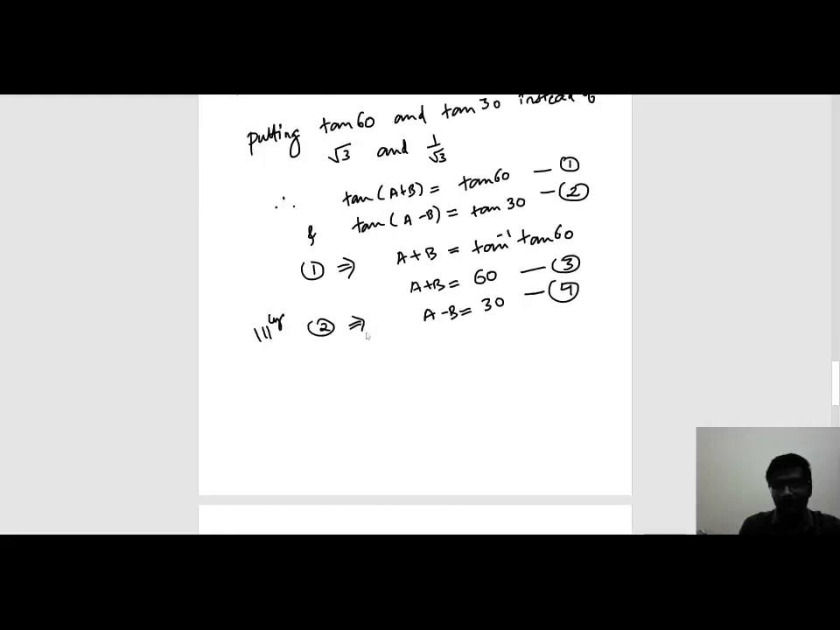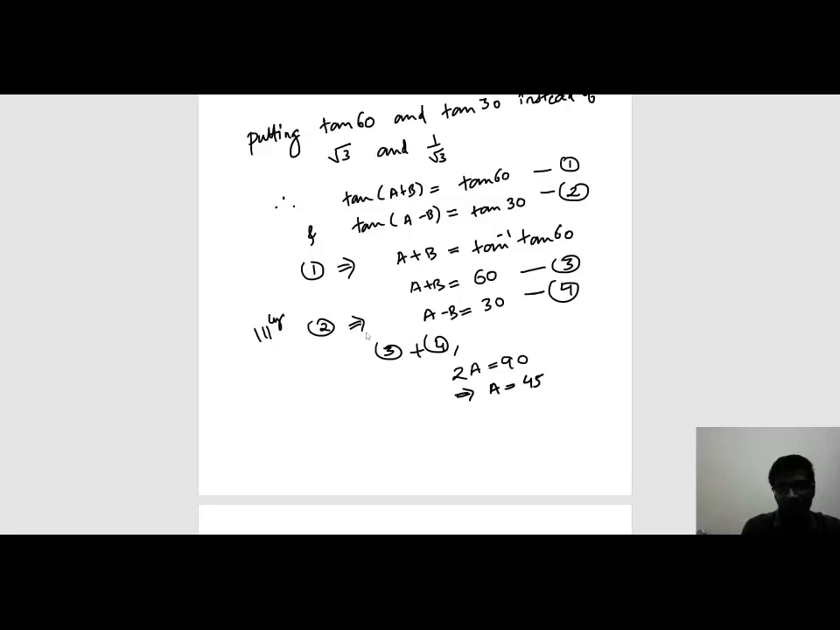If you just add equation 3 and 4, what will we get? If you add this equation 3 and 4, plus b and minus b will get cancelled. We will get 2a is equal to 90. Therefore, what is the value of a? A you will get as 45. Now it is pretty easy, right? Since you know the value of a, you can substitute in any equation, you will get the value of b.